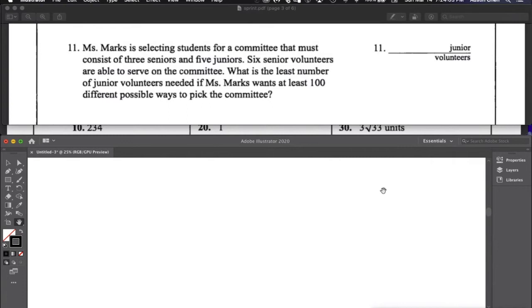Okay. So 6 senior volunteers are able to serve on the committee, and the committee must consist of 3 seniors. So we're picking 3 seniors out of 6. There's a special function for that. That's the choose function, right? So the number of ways to choose our seniors is just going to be 6 choose 3, which is 6 times 5 times 4 over 3 factorial. 3 factorial is just 6, so cancel that out. That's just going to be 20.